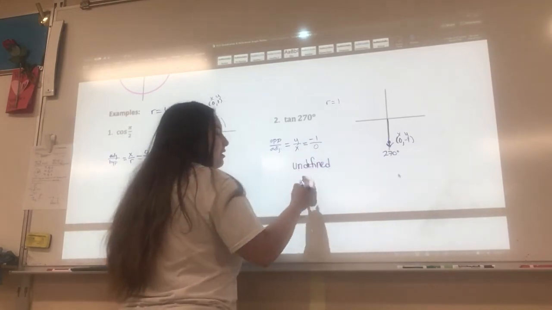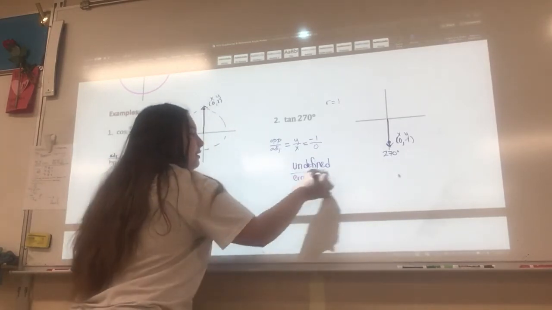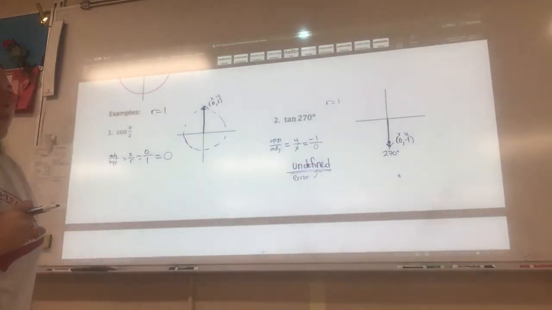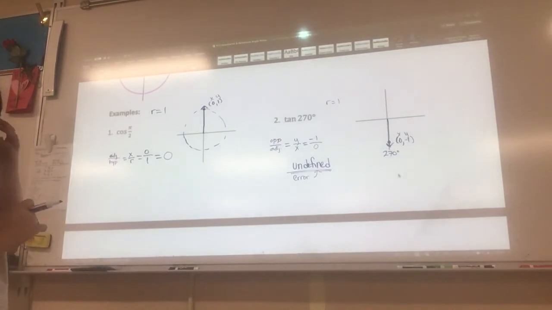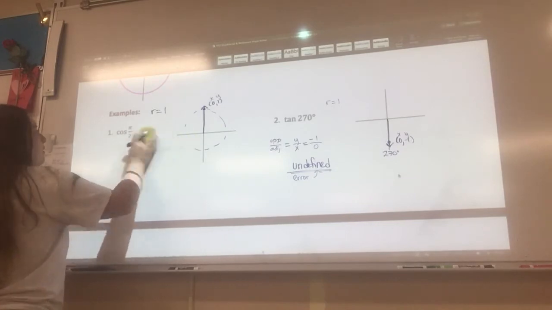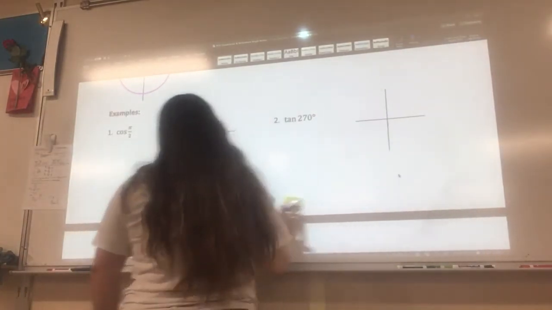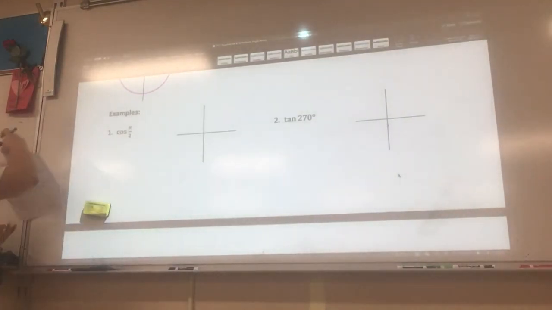If you plug that into your calculator, you would have gotten an error, but please put undefined because that is how you would represent it. So our answer is undefined. If you are starting to get the hang of it, go ahead and see if you can attempt the next few examples. If not, please follow along and see if you get your answers to be correct.